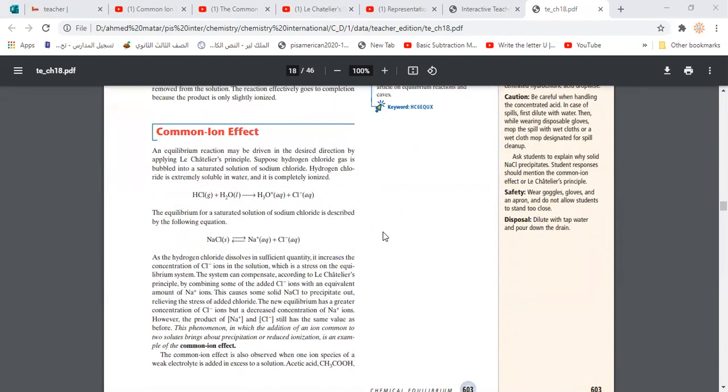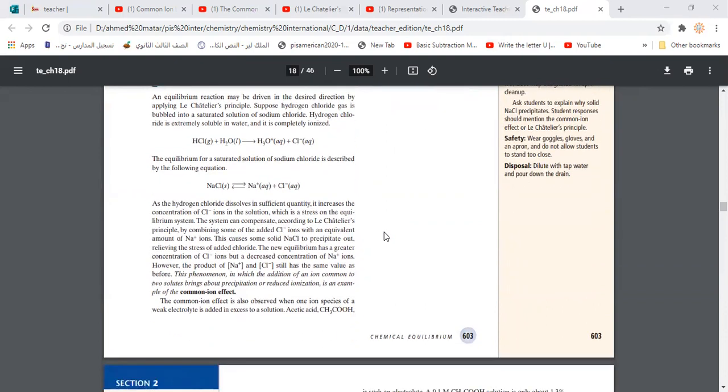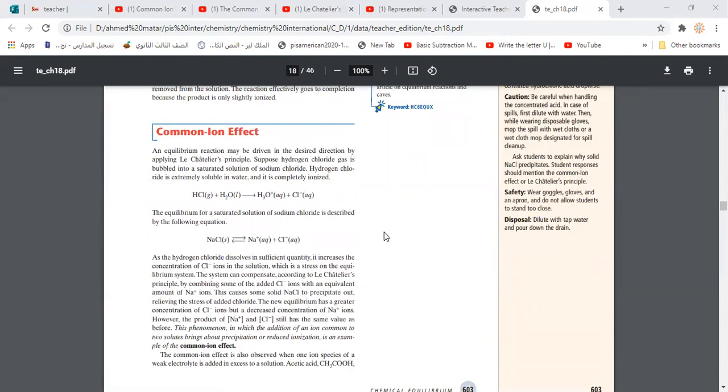Then here we talk about the common ion effect. What is the common ion effect? Actually, this is very brilliant, and I did one here.